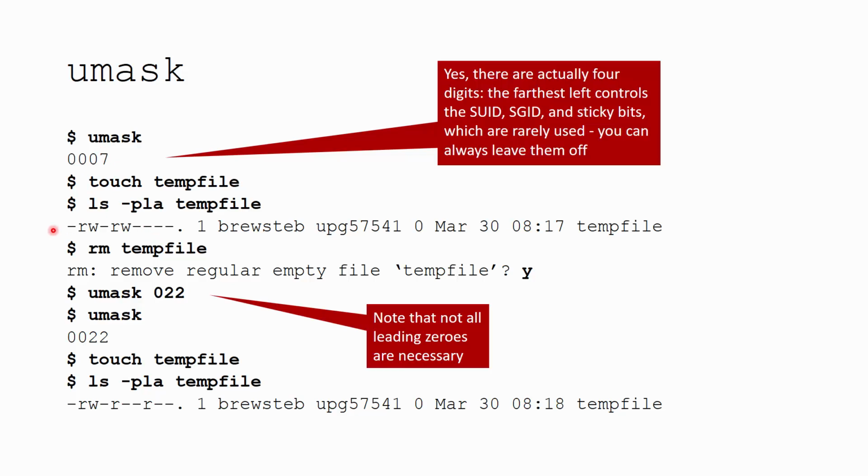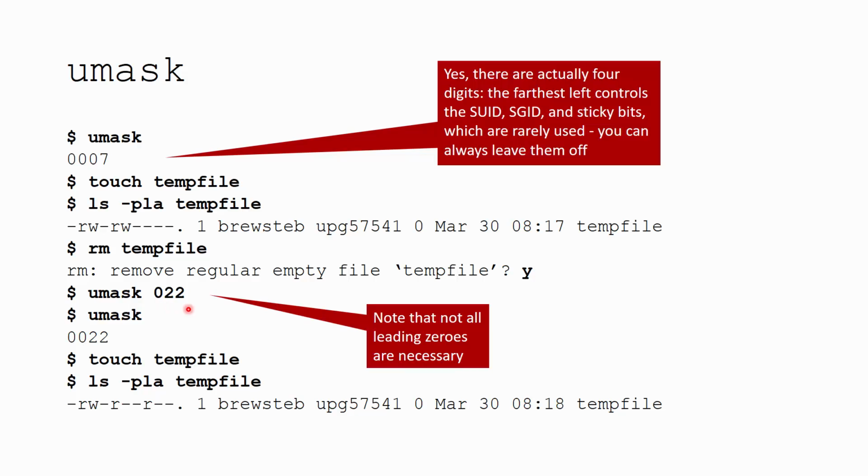Okay, so this might work, but maybe you don't want all of the security group to have the same permissions as you as the owner by default. So let's use a different setting. So I'm going to remove the temp file that we just created. You have to say yes to that since remove is aliased to rm -i, which means always ask. And then I'm going to change my umask setting.